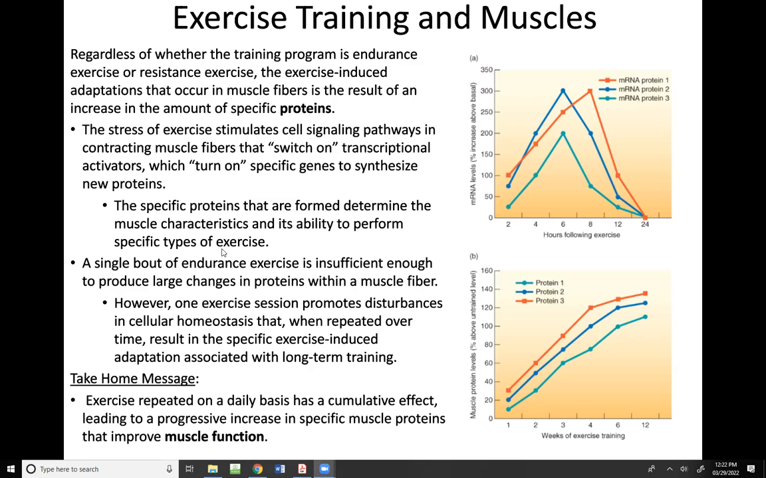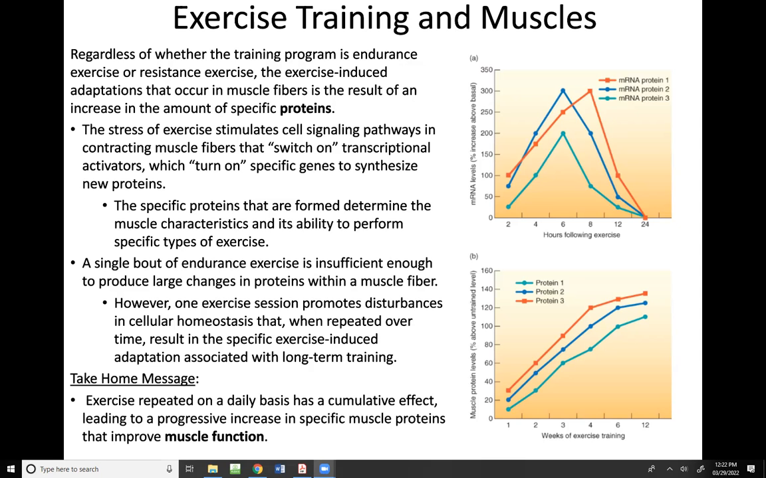But is one single bout of exercise enough to do anything significant for us? No. Okay. If you've ever been a part of a team or participated in physical activity, you don't practice one day and then go compete the next. Okay? You've got to train. So a single bout is insufficient to produce large changes in the proteins within a muscle fiber.